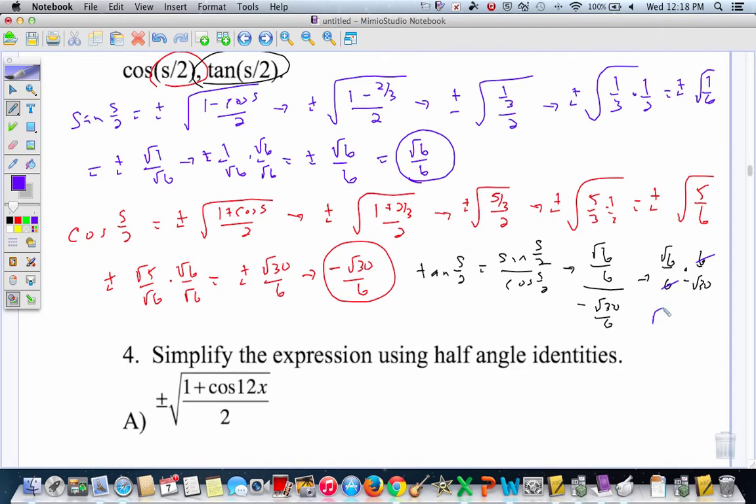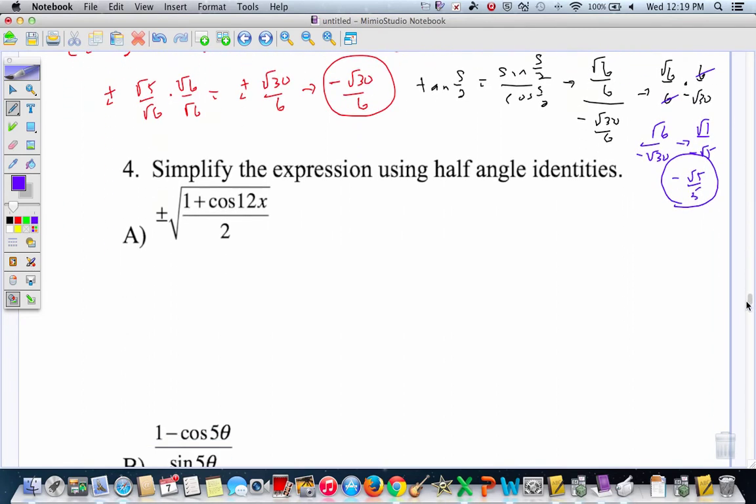I need a little bit more space here, so I'm going to scroll down just a little bit. I actually have the square root of 6 over negative square root of 30 right now, and they can simplify because both are underneath the radical. So I have the square root of 1 over the square root of 5, or eventually negative square root of 5 over 5 for our tangent. Okay, so that's going through an example of each one.